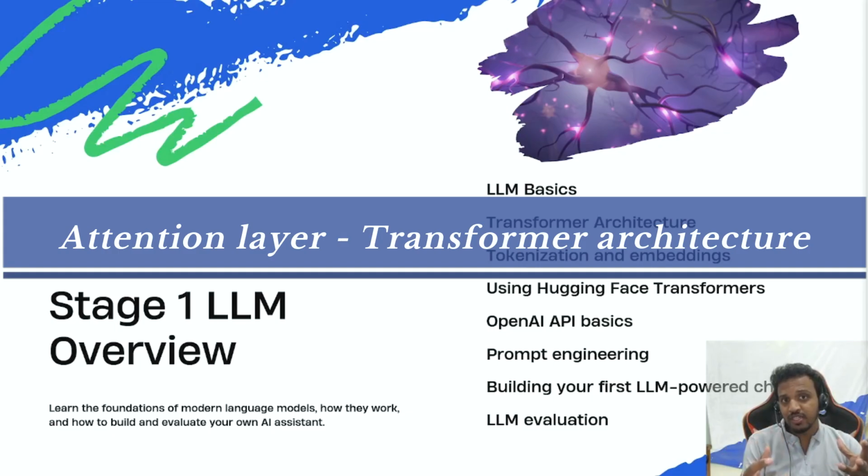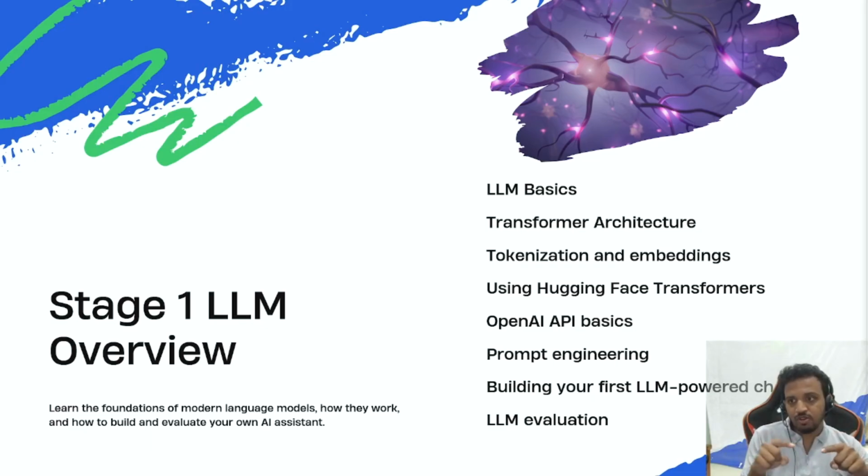So in the previous session, we learned about LLMs, the basics and the overview, and as part of the transformer architecture, we learned about transformers, the inputs, outputs, and the full flow. A continuation of the transformer architecture is two topics. One is the attention layer and one is the MLP layer.